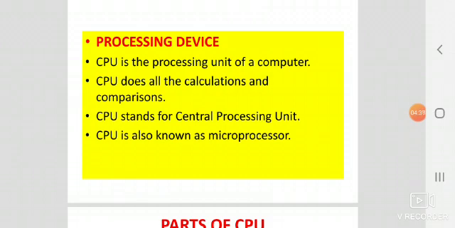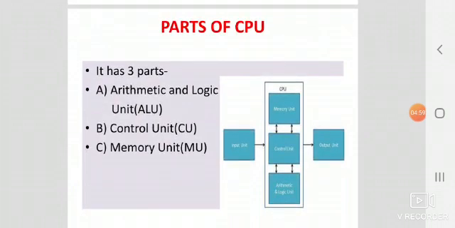Then a computer needs a processing device also. CPU is the processing device where all the calculations and comparisons are done. The full form of CPU is Central Processing Unit. It is also known as the microprocessor. This CPU is made up of three parts. The first one is ALU. The full form of it is Arithmetic and Logic Unit. The second part is CU, which is called the Control Unit. And the third one is MU, which is Memory Unit.